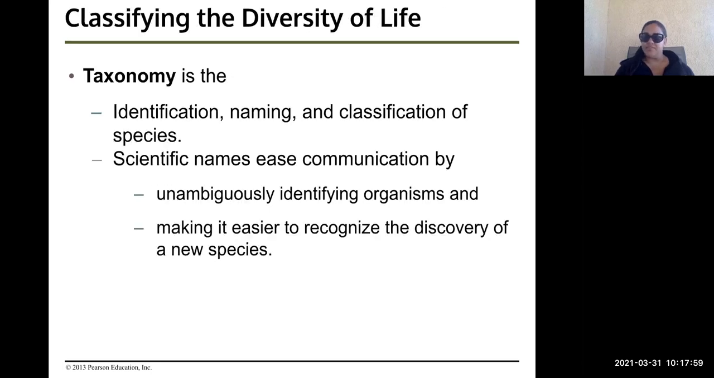Classifying the diversity of life. Taxonomy is the identification, naming, and classification of species. Scientific names ease communication by unambiguously identifying organisms. Unambiguously means clearly. And making it easier to recognize the discovery of new species.